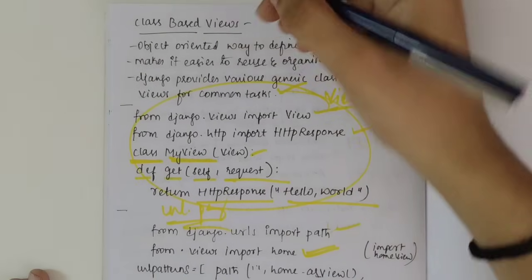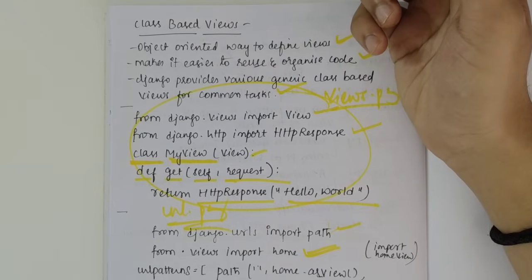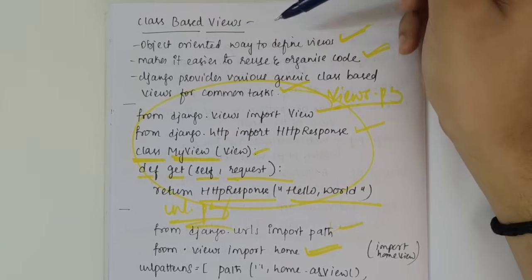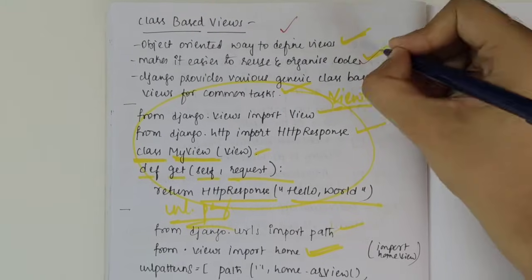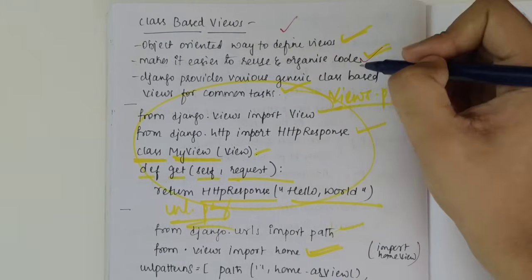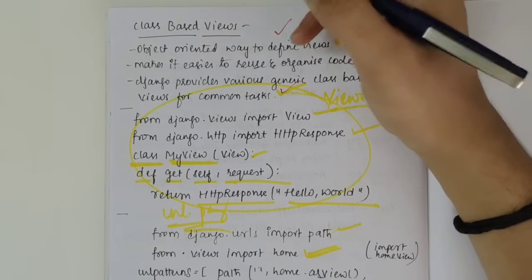Next topic. Now we'll look into class-based views. Along with views, class-based views are important. It is an object-oriented way to define views, and it makes it easier to reuse and organize the code. Along with that, Django provides various generic class-based views for common tasks. So this was about the introduction part.